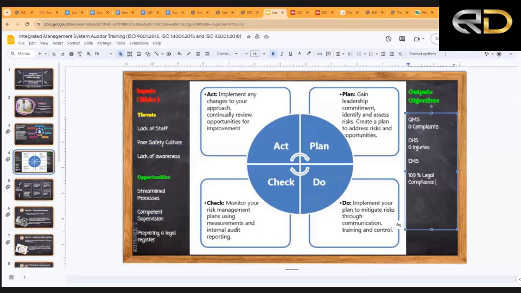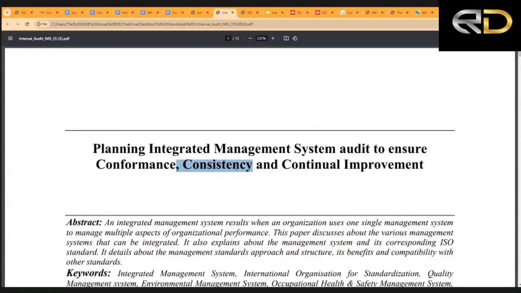For you to have 100% legal compliance, it should be because of having a legal register and also improving awareness. For you to have zero customer complaints, you should be addressing lack of staff and also streamlining the process. That is called the evidence of consistency.